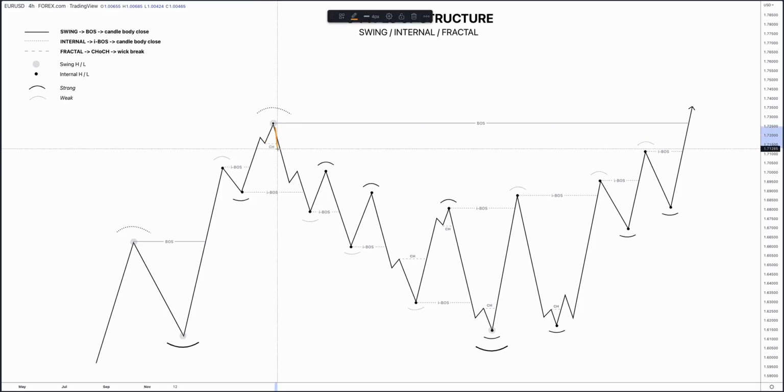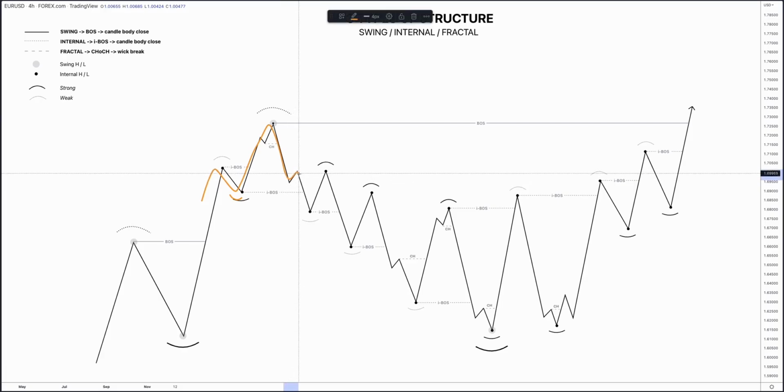A change of character is when the fractal structure shifts from bullish to bearish, right? Or bearish to bullish. It's basically a fractal trend change. When we get that, that's just the first signal that we're getting just an internal pullback, right? We don't know that this internal low is going to break because we expect it to be a strong low because it took out the internal high, right? So that CHoCH just signals the internal pullback.